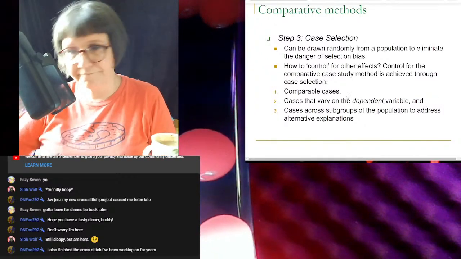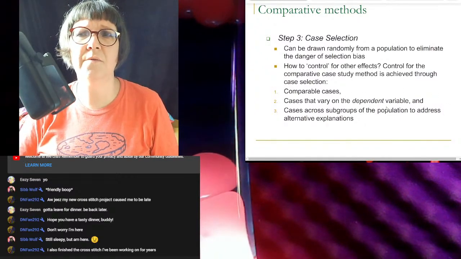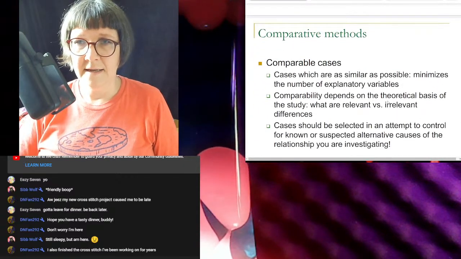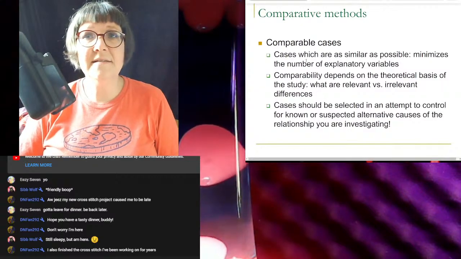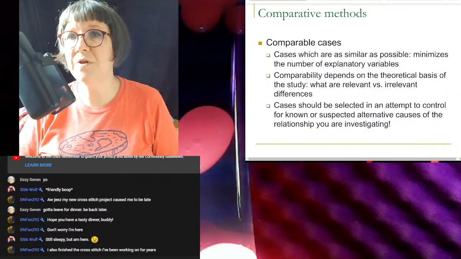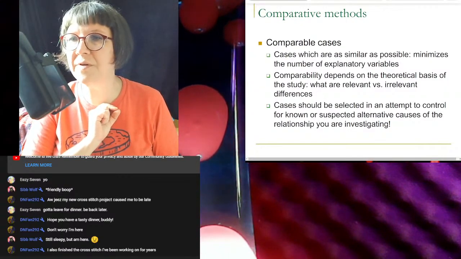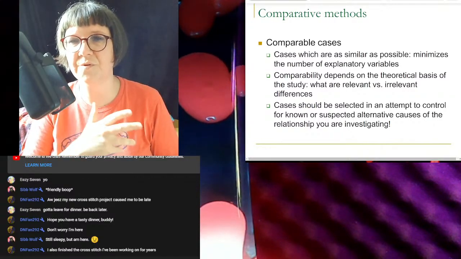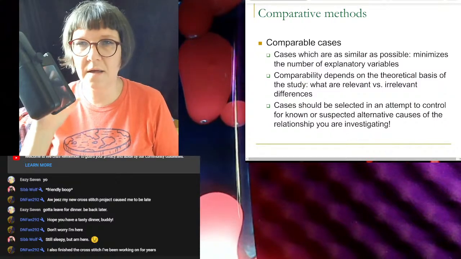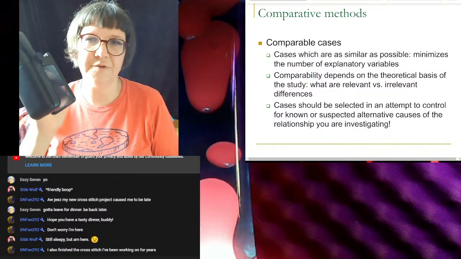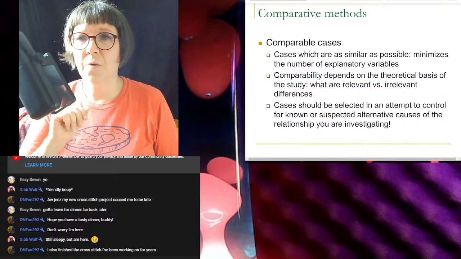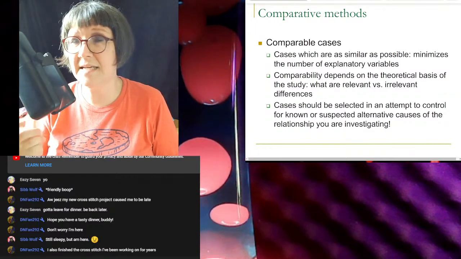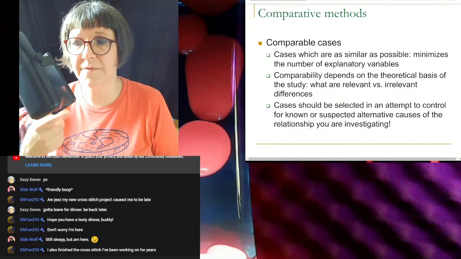All right, so thinking a little bit about what it would take to be convincing in terms of your data analysis. If you're doing comparable cases, the cases that are as similar as possible, you want to minimize the number of explanatory variables. So you can take away the idea of democracy, and you're going to have some sort of rule of law assumption, right, versus authoritarianism. You want comparability depending on the theoretical basis, what's relevant and irrelevant to your theory.